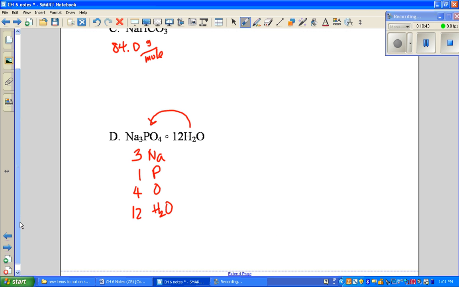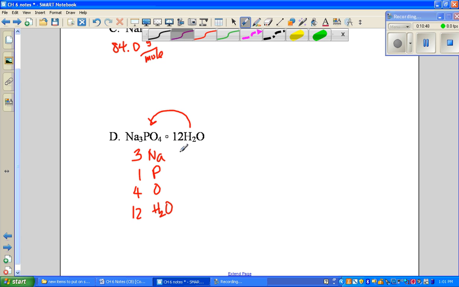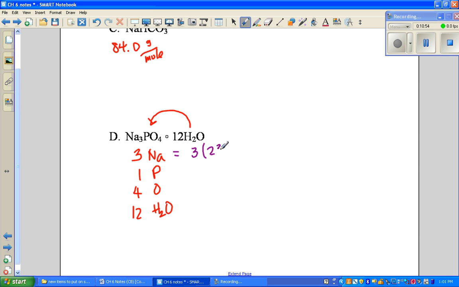So if we take a look, we have 3 sodium. So we're going to do its molar mass again, and you're going to start to memorize some of these that we use a lot. So we have 3 sodium, molar mass of sodium is 23.0. Phosphorus, we have 1 phosphorus, and its mass is 31.0. Here's our oxygen again, that's one you're going to memorize before too long. 4 times 16.0. And then we have our 12 waters, and we're just going to put in the mass of water, which we know is 18.